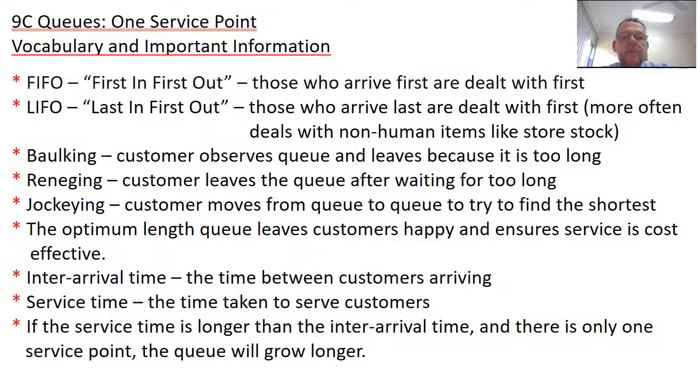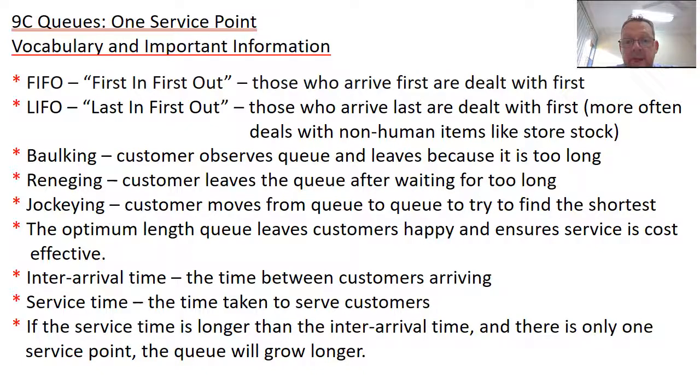There are some other terminology we need to think about. Three terms with queuing. Balking is the first one. That is when someone looks at the queue and leaves because it's too long. Reneging is when the customer leaves the queue after waiting too long. So there's a little bit of difference there.